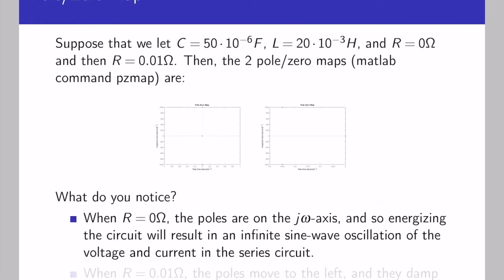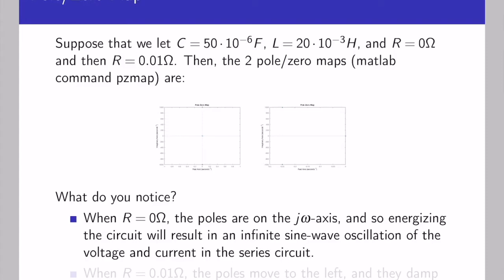We could take these poles and zeros and plot them. When we look at this using MATLAB for some specific values, C is equal to 50 microfarads, L is equal to 20 millihenries, and R is equal to 0 ohms on the left. We have a pole-zero map where, for R equal to 0, the poles are on the jω axis. This means that energizing the circuit will result in an infinite sine wave oscillation of the voltage and the current in this circuit that we use for our example.